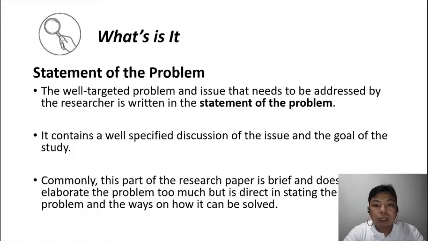The goal or target we have in doing research revolves around the statement of the problem. It contains a well-specified discussion of the issue and the goal of the study. So within the statement of the problem, we can see the specific discussions and the specific goals and targets we have in doing the study. Commonly, this part of the research paper is brief and does not elaborate the problem too much, but it is direct in stating the main problem and ways on how it can be solved. So like any part of the research process itself, a statement of the problem should be brief and concise. Okay?